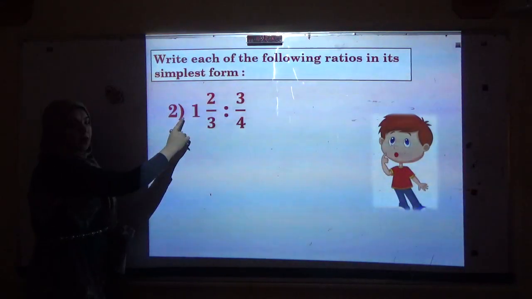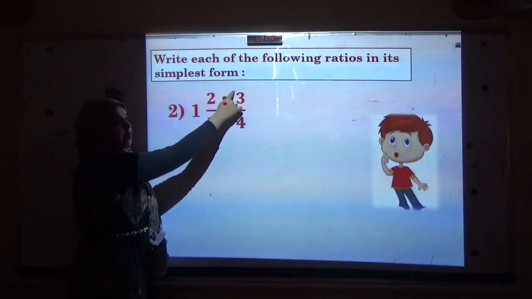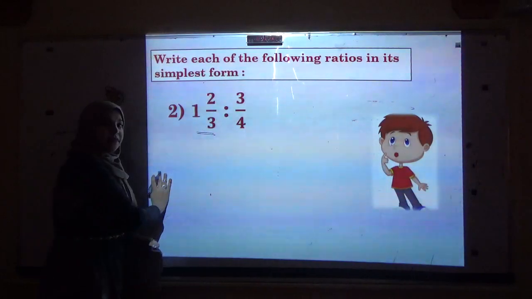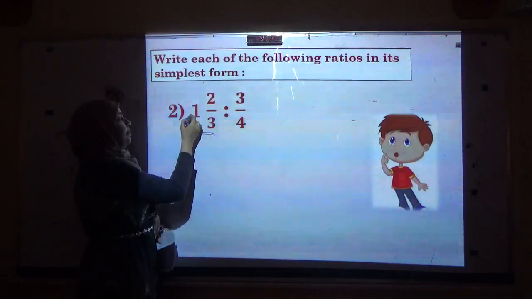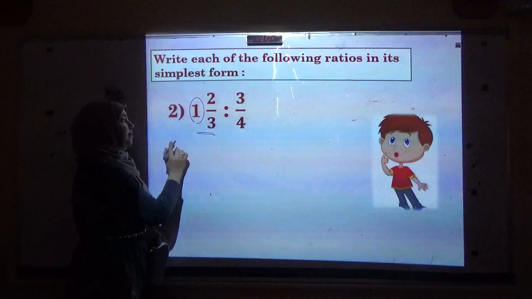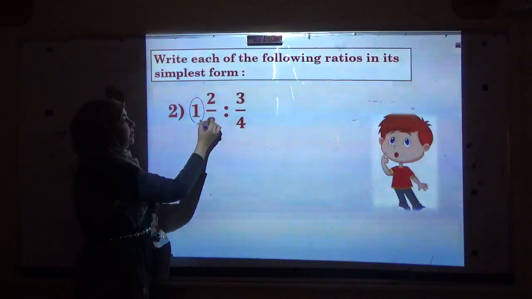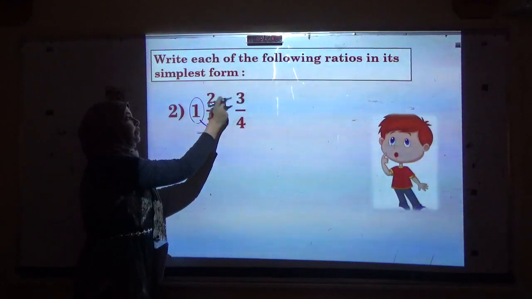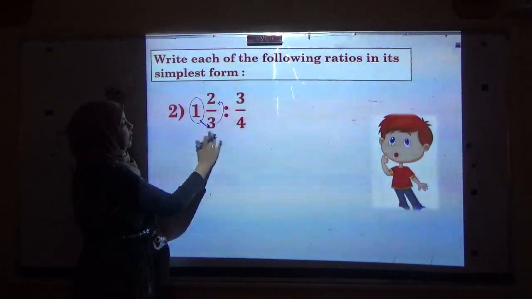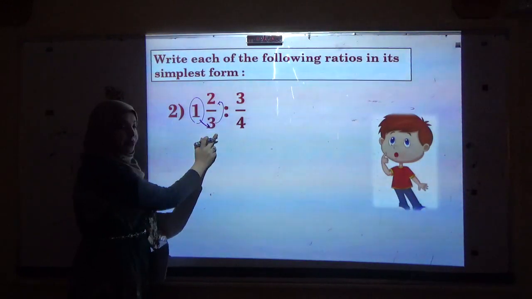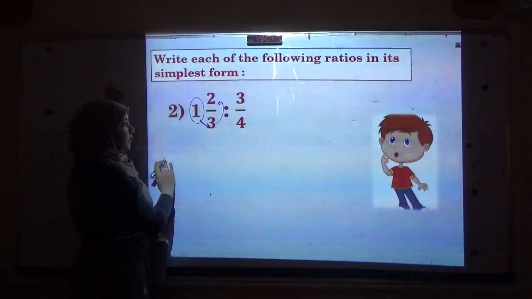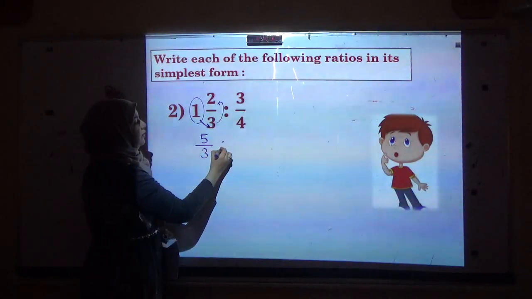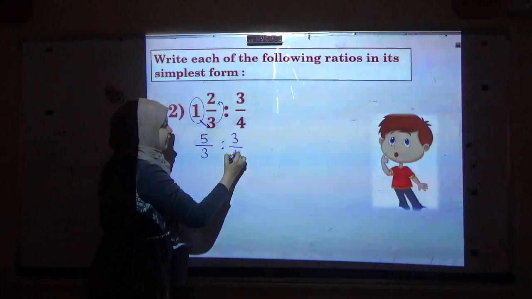Number 2, 1 and 2/3 to 3 over 4. To simplify this ratio, convert the mixed number into an improper fraction by multiplying the whole number 1 by the denominator 3, then adding the result to the numerator 2. 1 multiplied by 3 equals 3. 3 plus 2 equals 5, and the denominator 3 stays as it is. 3 over 4 stays as it is.